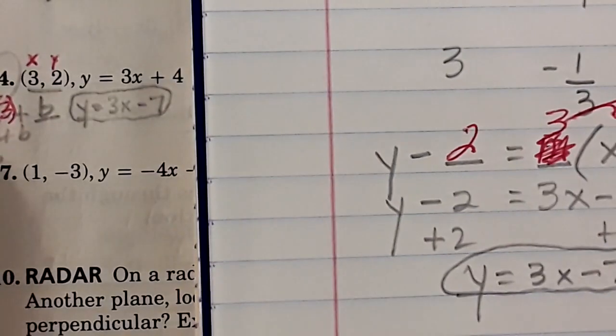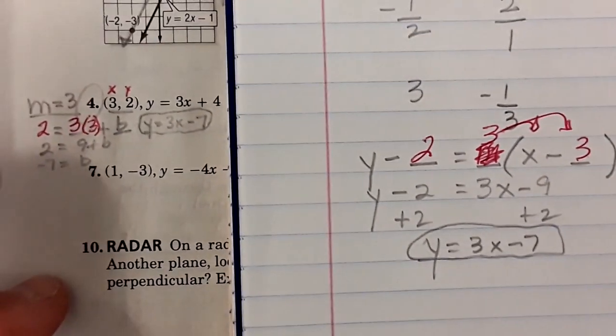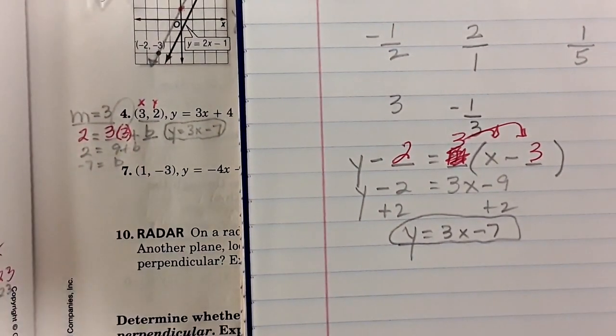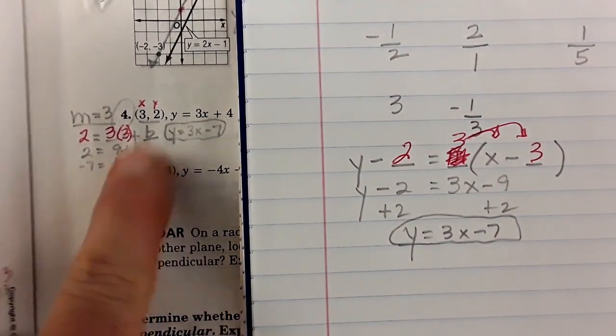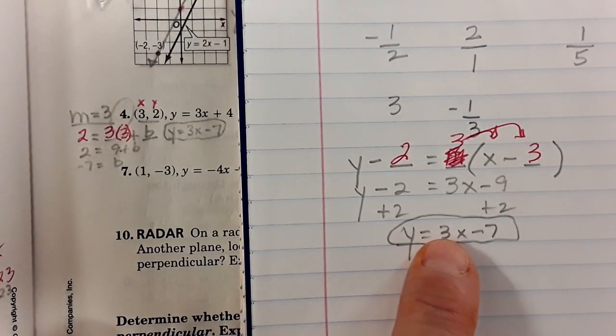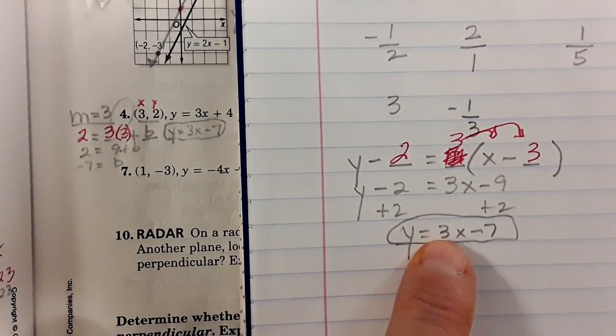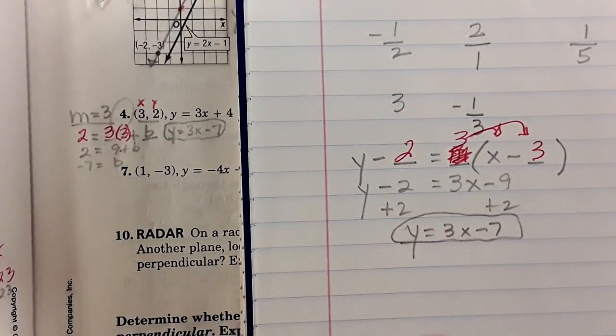Everybody see how I did it either way? How many would do it this way? How many would do it this way? Yeah, so we're half and half. See what I'm saying? Whichever way you do it doesn't matter to me, as long as you get the right equation. You can put it in your calculator and see if you're right.